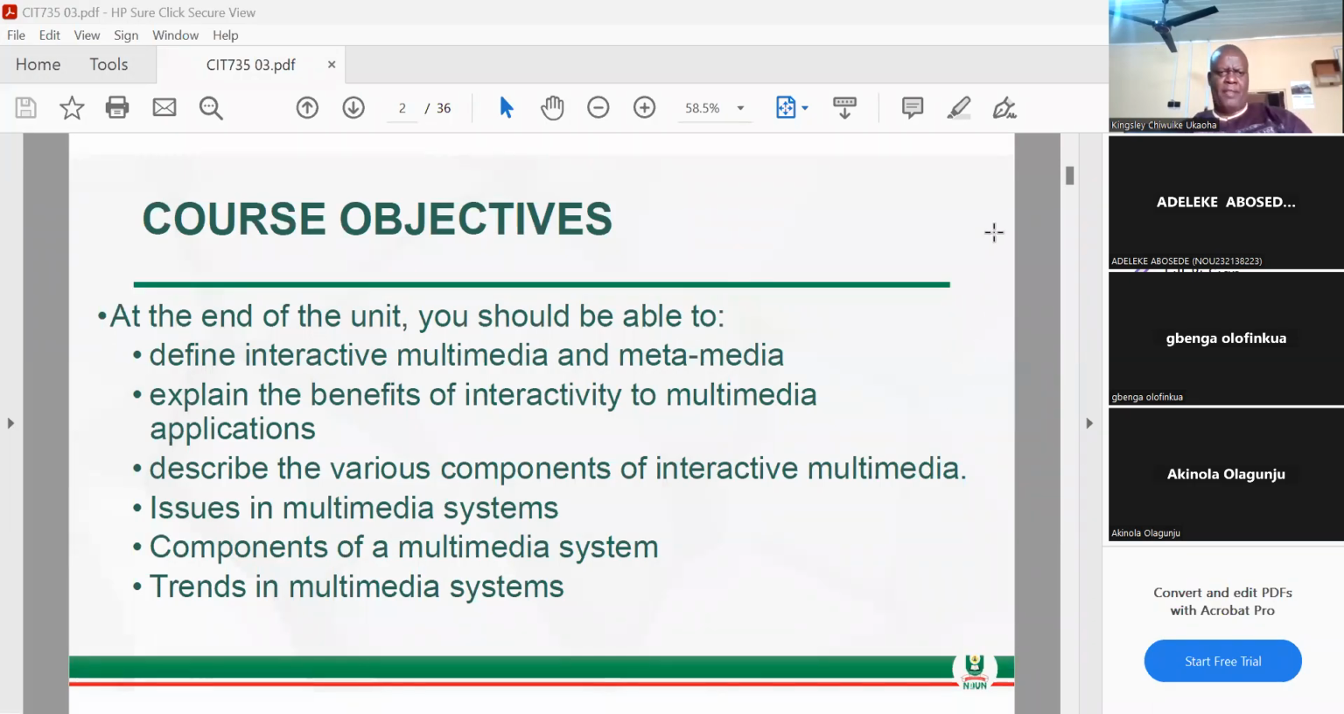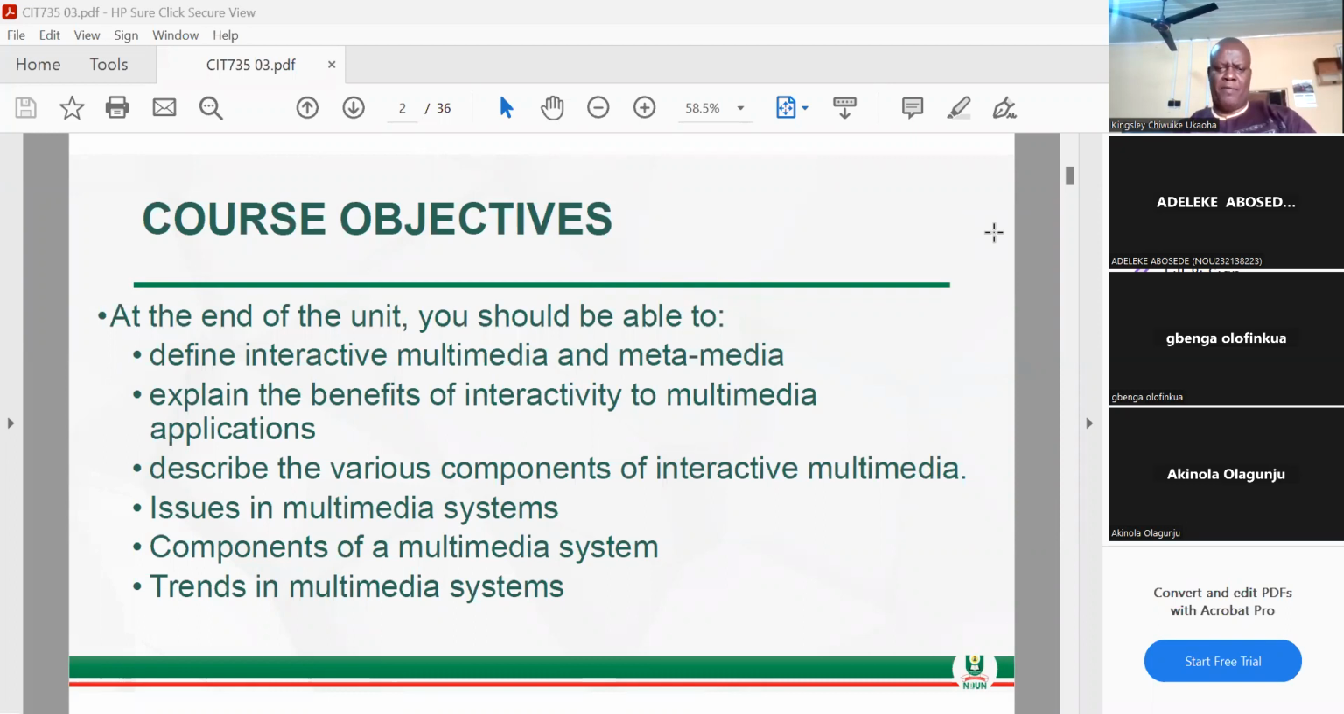So at the end of this particular unit or this class we are having, every student that attends the class should be able to define what you mean by interactive multimedia and metamedia. Should also be able to explain the benefits of interactivity to multimedia applications.